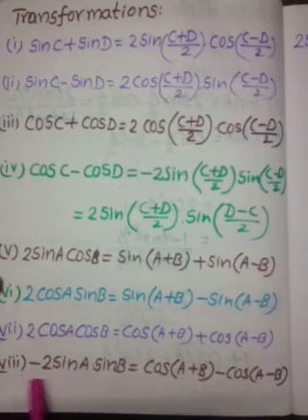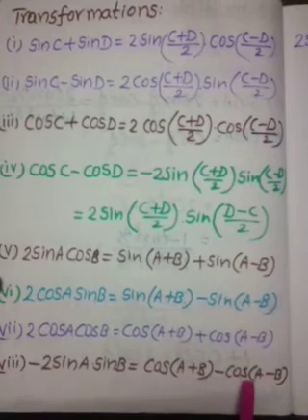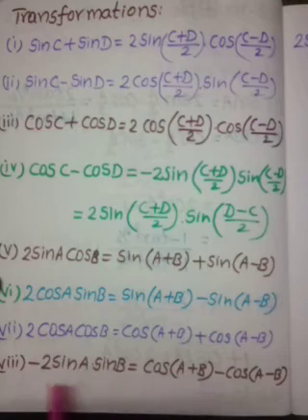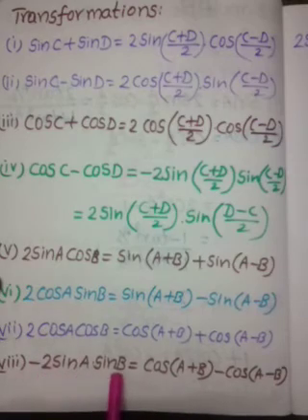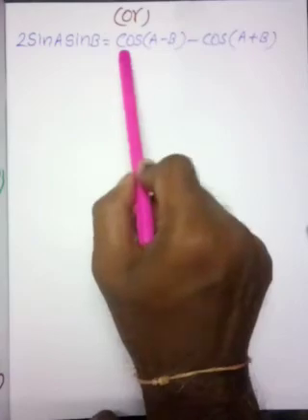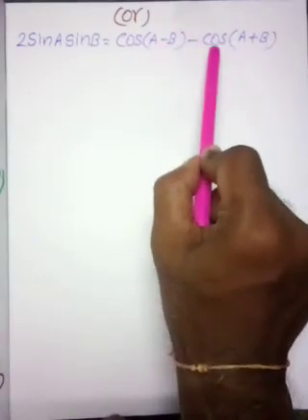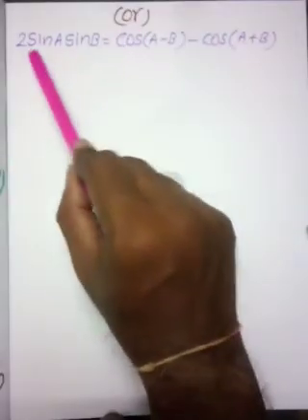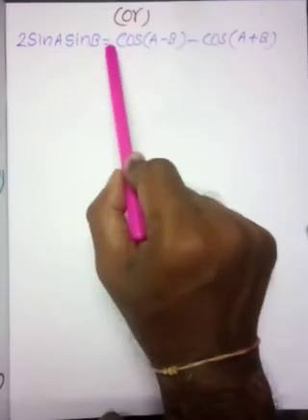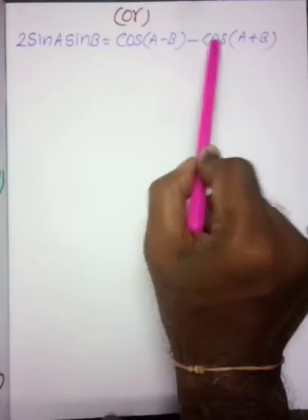Now minus 2 sin a sin b is equal to cos of (a plus b) minus cos of (a minus b). Cos of (a plus b) minus cos of (a minus b) is equal to minus 2 sin a sin b. Or 2 sin a sin b is equal to cos of (a minus b) minus cos of (a plus b). I repeat this formula, my children. Listen carefully. 2 sin a sin b is equal to cos of (a minus b) minus cos of (a plus b).